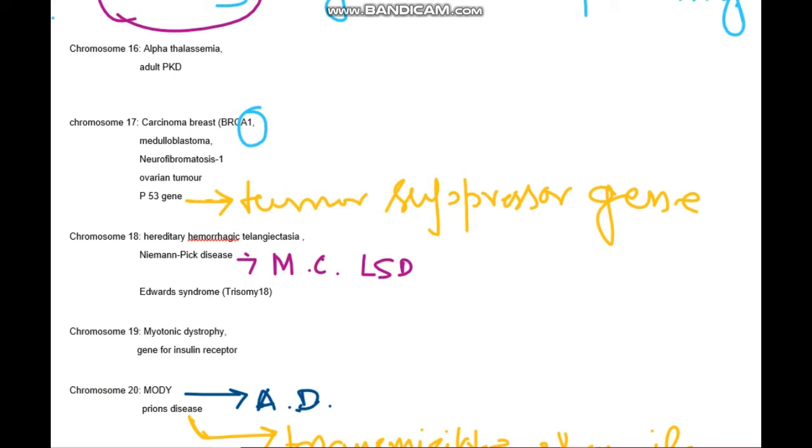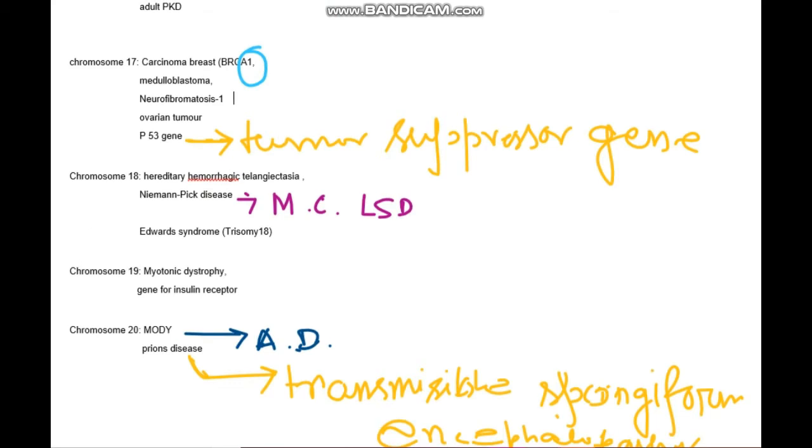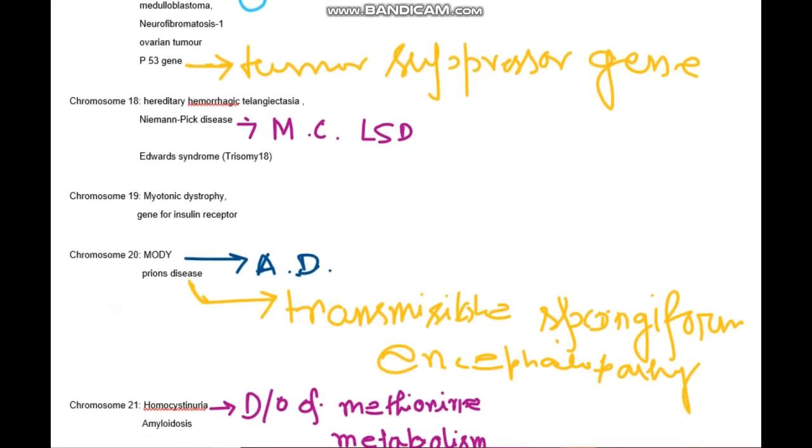P53 gene is for the tumor suppressor gene, and chromosome 18 is for hereditary hemorrhagic telangiectasia. Niemann-Pick disease is, as you all know, the most common lysosomal storage disease, and Edwards syndrome, Trisomy 18. Chromosome 19 is for myotonic dystrophy.